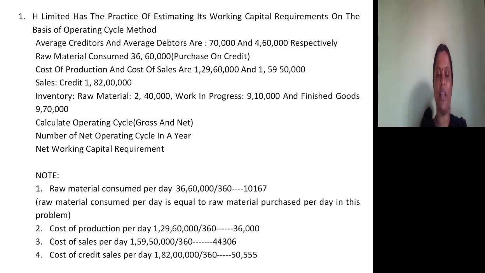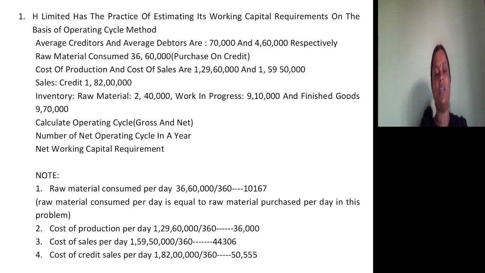Net working capital requirement. So raw material consumed per day is equal to raw material purchased per day. So that's why purchase is also on credit. So 36,60,000 divided by 360 means 10,167. So cost of production separately given, 1,29,60,000 divided by 360. So then they have given us cost of sales, 1,59,50,000 divided by 360. So then cost of sales is given, then cost of credit sales.